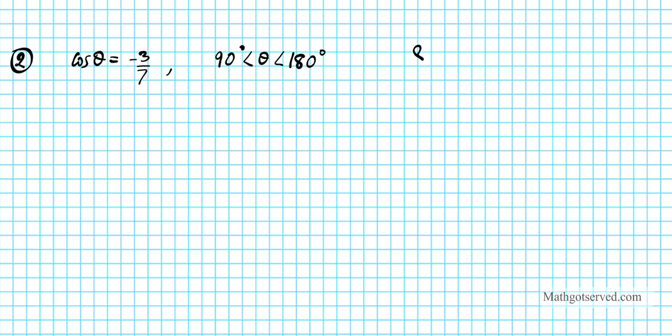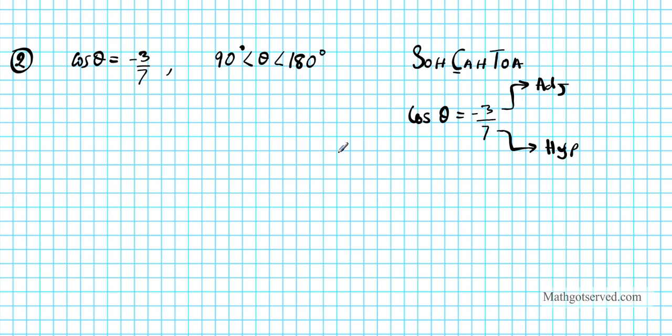We're going to be using SOHCAHTOA first. So let's see. This is cosine, right? So what does CAH tell me? CAH tells me that cosine is adjacent over hypotenuse. So cosine theta is -3/7. That basically means the numerator in CAH is the adjacent, and the denominator means that 7 is the hypotenuse.